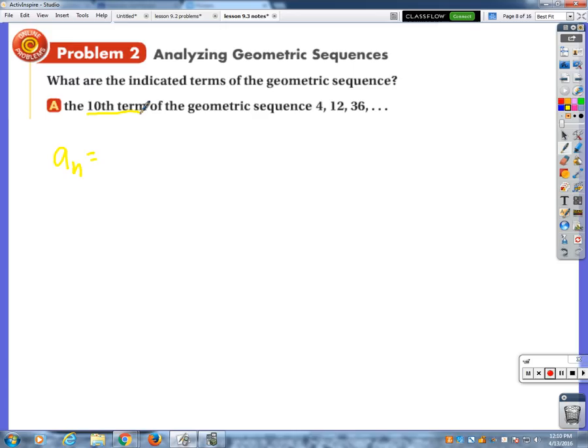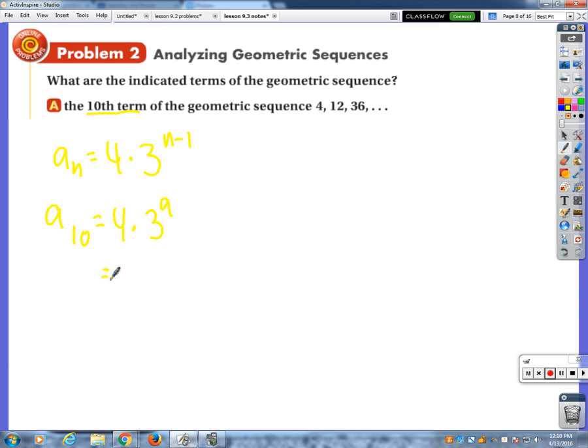Okay, Josie, do you have it? Is it A_1 times? What's A_1 in this case? 4, 4 times 3 to the n minus 1, right, because that's the common ratio to the n minus 1. Good. Okay, so that's the explicit formula. And so we're going to use that to find the 10th term. So what do I plug in for n? 10. So the 10th term equals 4 times 3 to the 9th power, right? Because 10 minus 1 is 9.